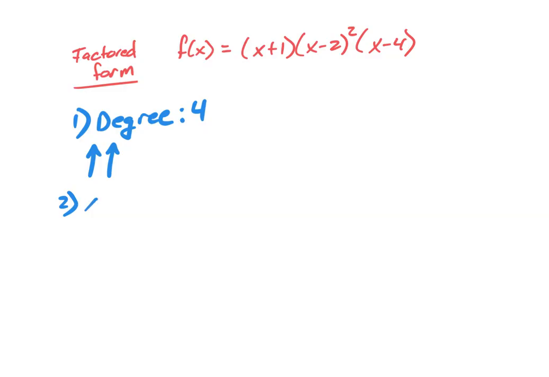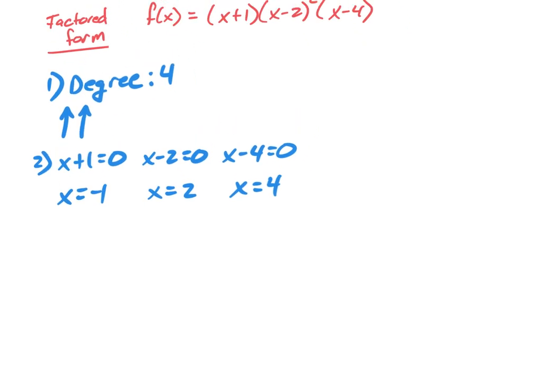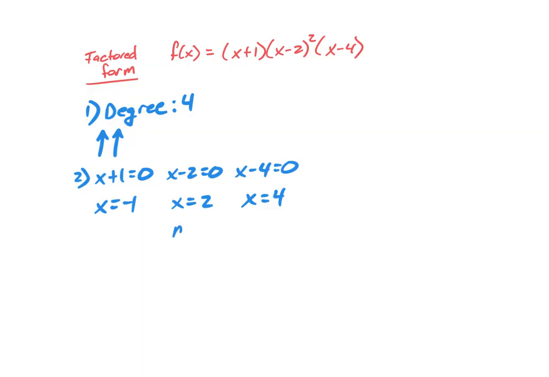Getting the zeros is pretty easy here. All we have to do is set these equal to 0 because it's already in factored form. So this would be x equals -1. This would be x equals 2. This would be x equals 4. And one other thing that I'm going to add to this is what we talked about yesterday. This has a multiplicity of 2. And that's a really important piece of this graph to understand what's going to happen at that point.